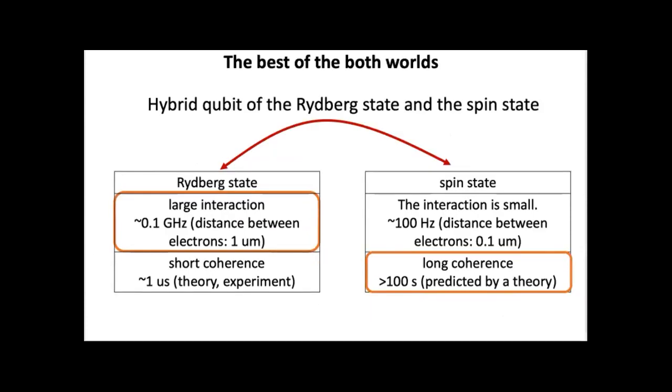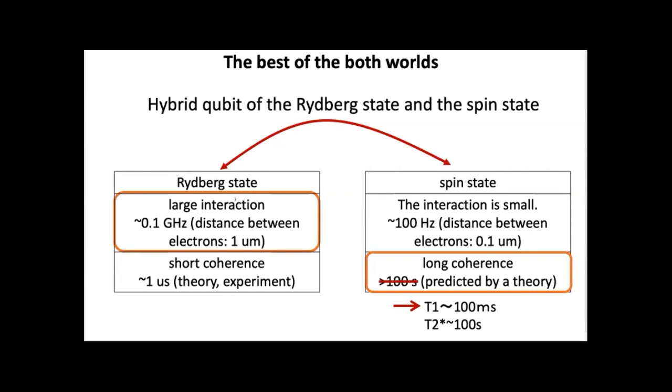That's why we propose to make a hybrid qubit of the Rydberg state and the spin state. For example, if we want to read out the qubit state, we transfer the qubit state to the Rydberg state, and the interaction is large, so we can read out the state easily. If we want to store the qubit state, we transfer it to the spin state, and we can benefit from the long coherence time. That was our theoretical proposal. We are writing a paper on that right now.